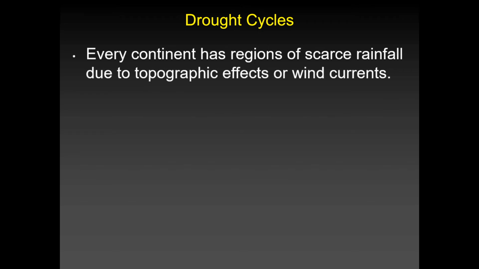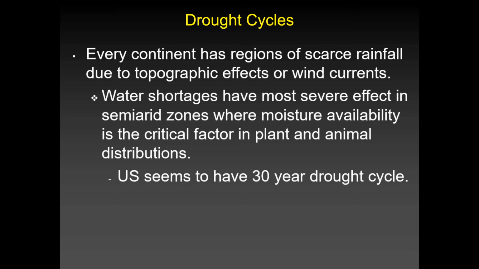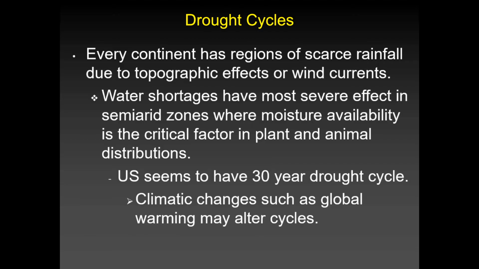So looking at drought, every continent has a region of scarce rainfall due to topographic effects or wind currents. Water shortages have the most severe effects in semi-arid zones where moisture availability is a critical factor in plant and animal distribution. The U.S. seems to have about a 30-year drought cycle. We just went through ours, quite a few years back. Climate changes such as global warming can alter these cycles.